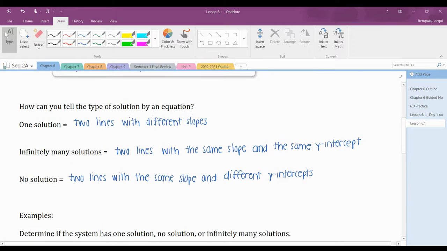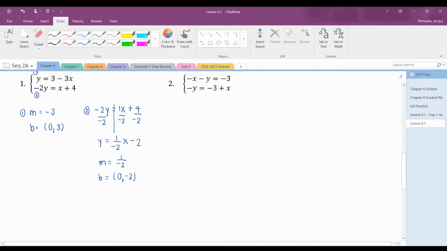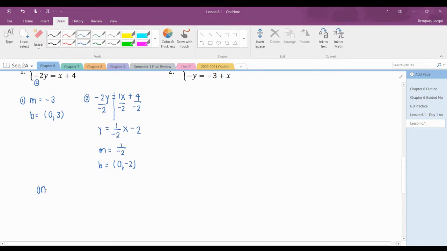So if we go back up here, notice that in infinitely many solutions as well as no solution, you have to have the same slope. But with one solution, you have two different slopes. So because these slopes are different, we're going to say that we have one solution.